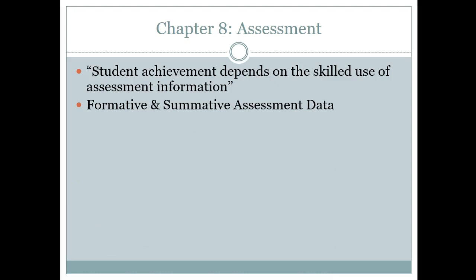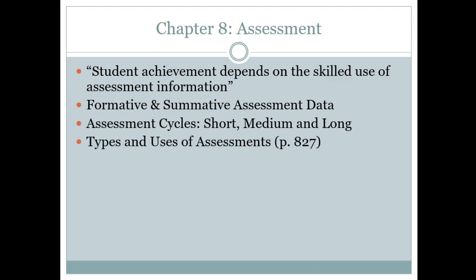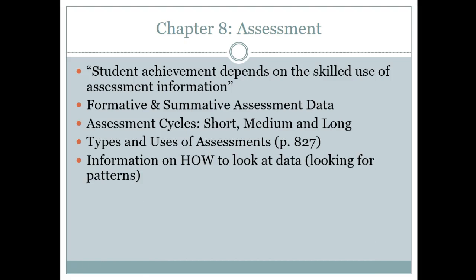They do talk about formative and summative assessment data and give you some different examples of different types of assessment. So I would definitely pay attention to those sections. That will help you as you think about your data collection and analysis. They also talk about assessment cycles, short, medium, and long assessment cycles. Types and uses of assessment on page 827. There's a nice helpful figure on that actually, and information on how to look at the data. So specifically looking for patterns and trends.